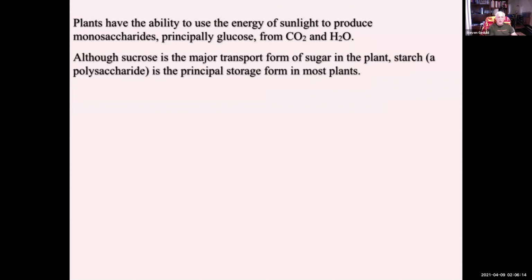Although sucrose is a major transport form of sugar in plants, starch is the storage form in most plants. Sucrose is transported through the plant as it goes from one cell to another to break down and provide glucose, provide energy. But the storage form in plants is starch. That's your polysaccharide, amylose or amylopectin. These plants store glucose in what are called starch granules.